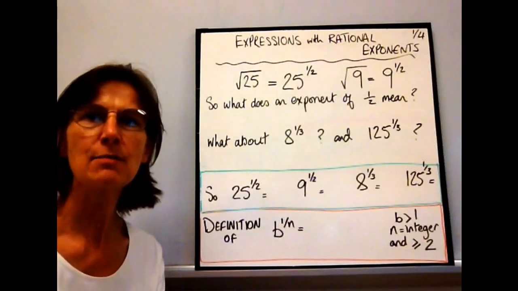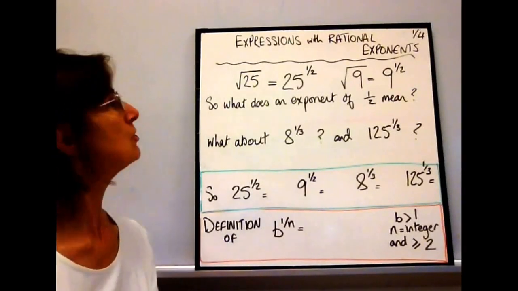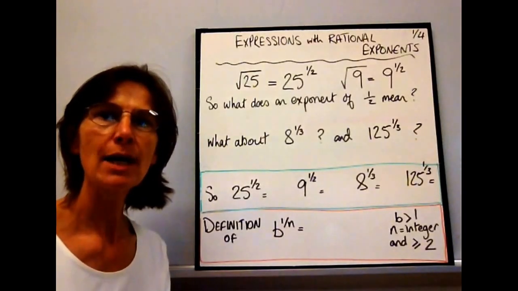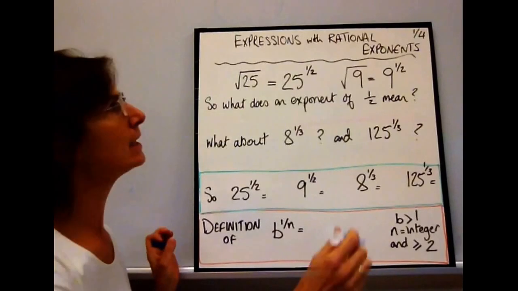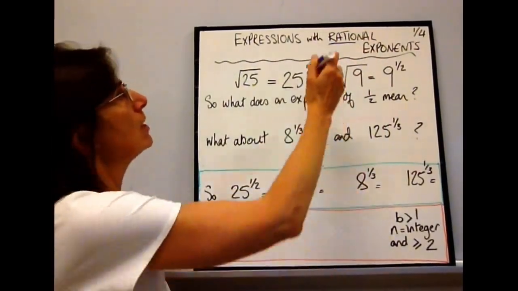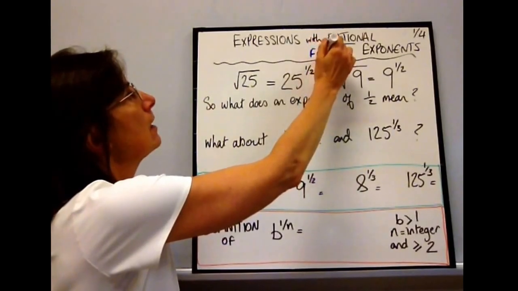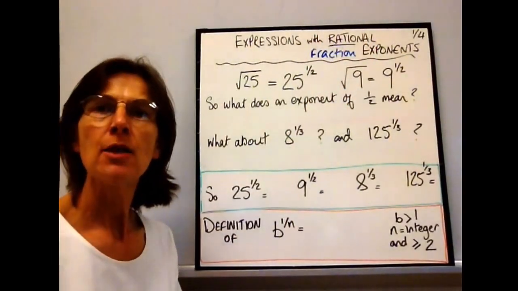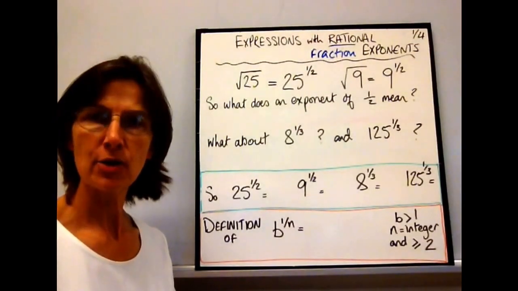Here we are looking at some more exponent work. And this, you'll see, is expressions with rational exponents. Rational. What does the word rational mean to you? Notice we got the word ratio in there. And ratio can be written as a fraction. So it's exponents that take the form of fractions.